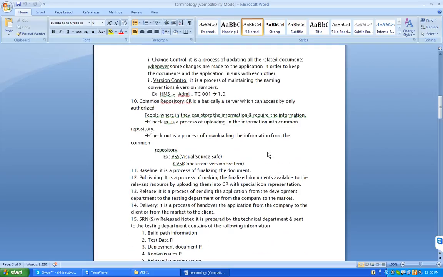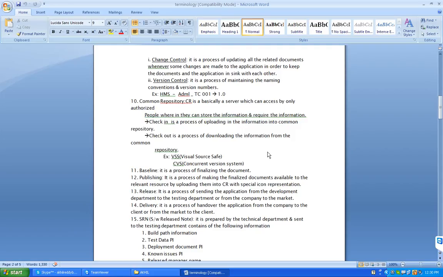Okay, baseline projects means finalizing documents. Baseline is nothing but the finalized documents; we can say baseline documents. And publishing: before releasing to the market, before going to delivery, they will store them in the common repository with a special icon representation.